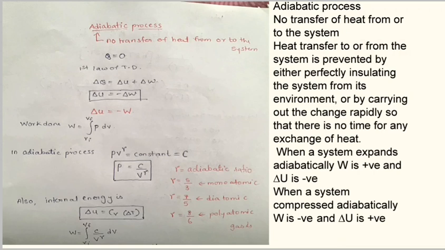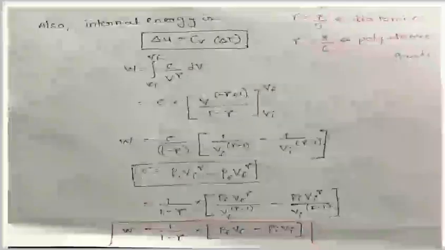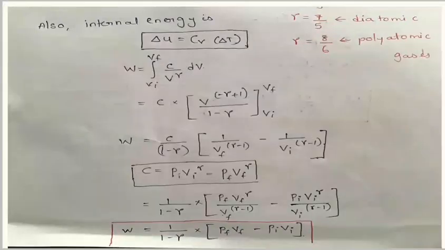Just substituting the P value from the adiabatic equation into the work done equation. The same equation is written here: W is equal to the integration from Vi to Vf of C over V raised to gamma dV. C is again your constant, so it will come out, and if you do the integration, you will get V raised to minus gamma plus 1 upon 1 minus gamma from Vi to Vf. That is C times 1 by (1 minus gamma) times [1 by Vf raised to gamma minus 1 minus 1 by Vi raised to gamma minus 1], where Vi and Vf are initial and final volumes.